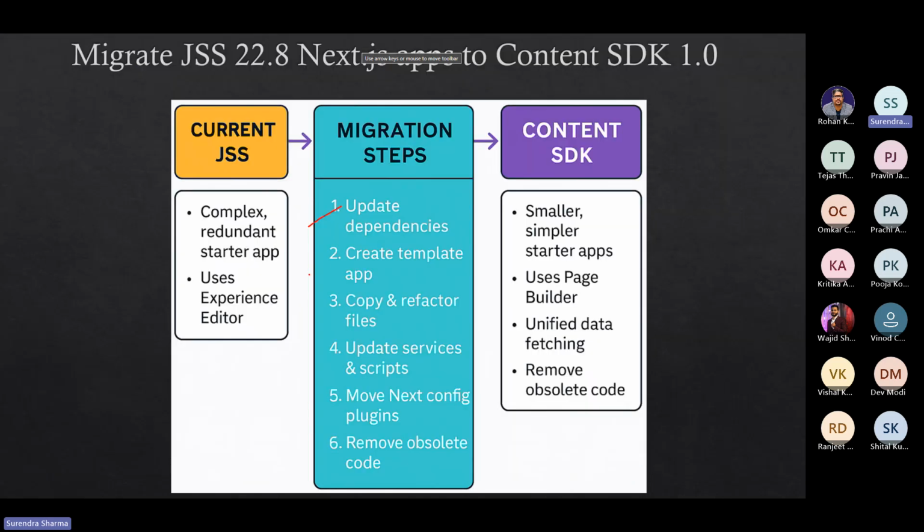And then you need to create your template app, whatever refactoring files you have, copy paste it, and update all your services and scripts. If you have some custom code for the integration or for customization, you have to define it in your middleware. You have to update the Next base configuration config file, plugins, and whatever other code is there, just remove it. So by doing that, it will be converted simply into the content SDK.